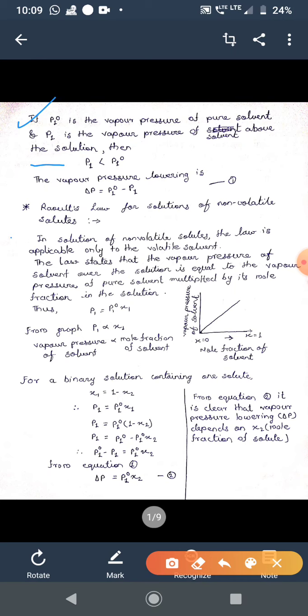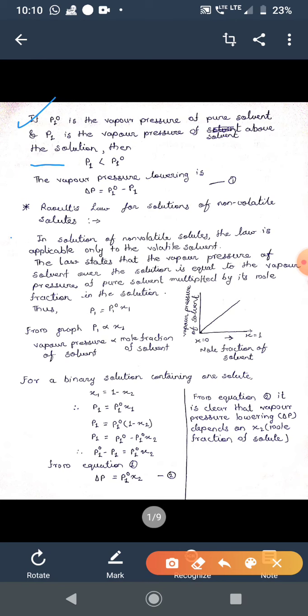The vapor pressure lowering can be represented as delta P is equal to P1 naught minus P1, which is nothing but the difference in vapor pressure of the pure solvent and when the solvent is present in solution. So, delta P is the vapor pressure lowering, delta P is equal to P1 naught minus P1. Let us find out the lowering of vapor pressure by using Raoult's law.